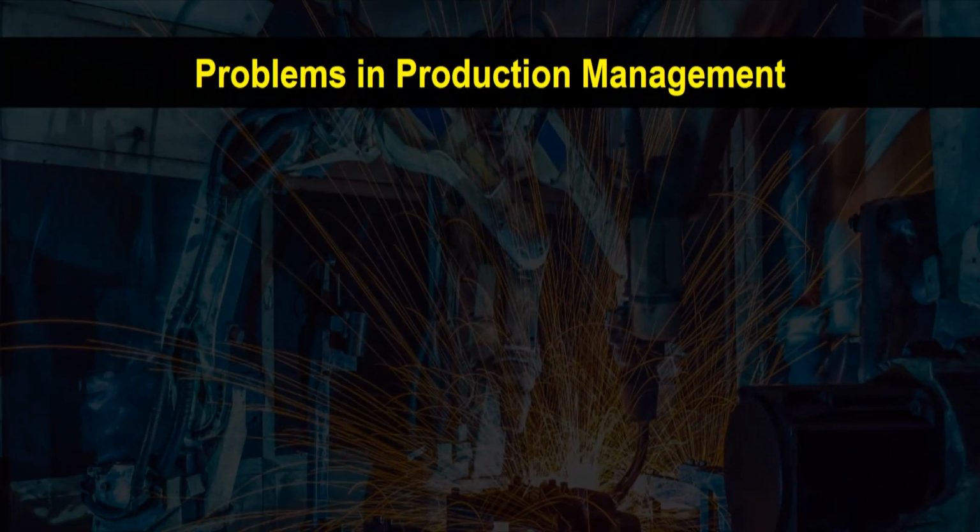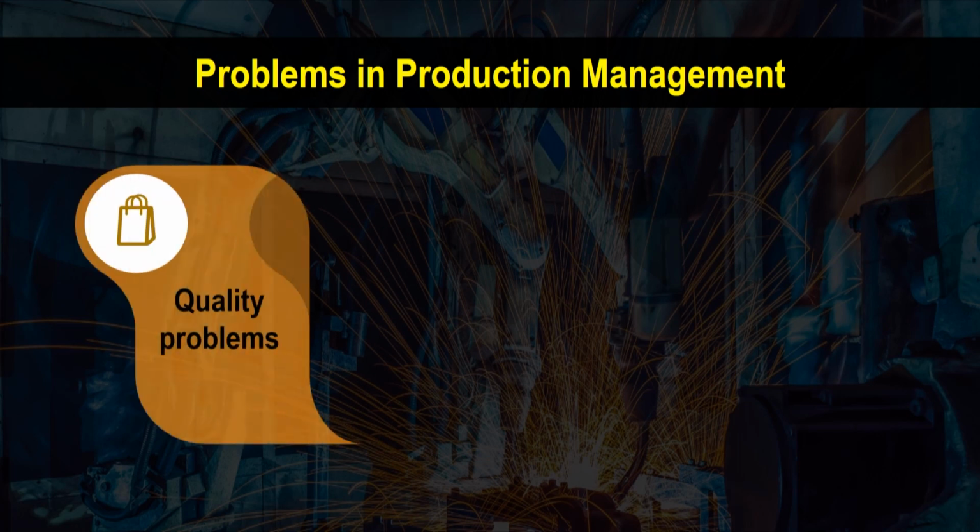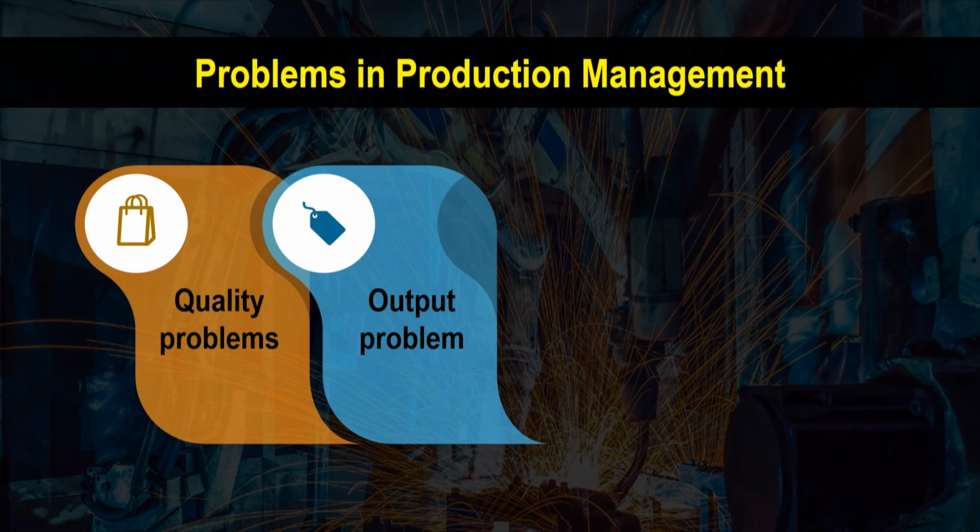Now, let us discuss the different problems in production management. The most common problems of production management tend to fit into four categories. First is quality problems. There could be high defect rate, high return rate and poor quality. Secondly, output problems. There could be a long lead time, unreasonable production schedule, high inventory rate, supply chain interruptions, etc.